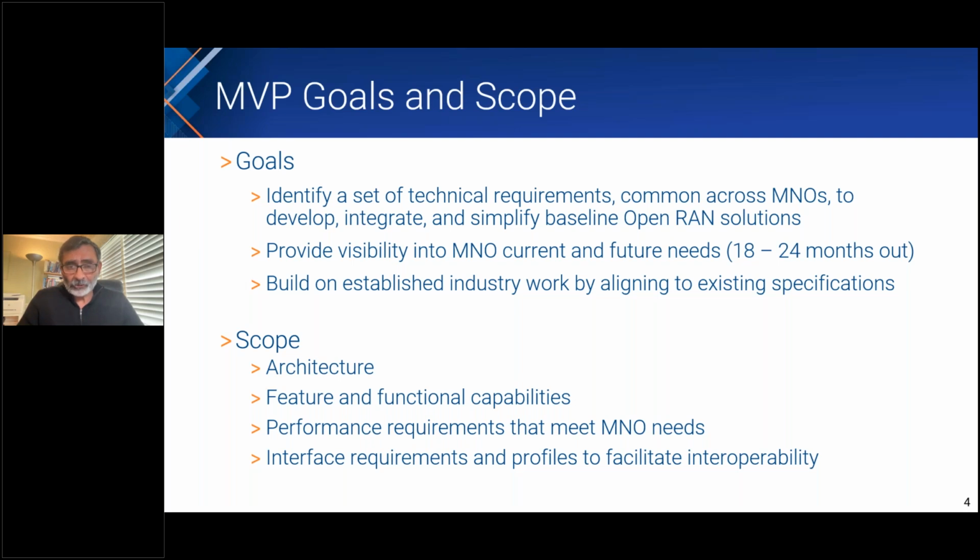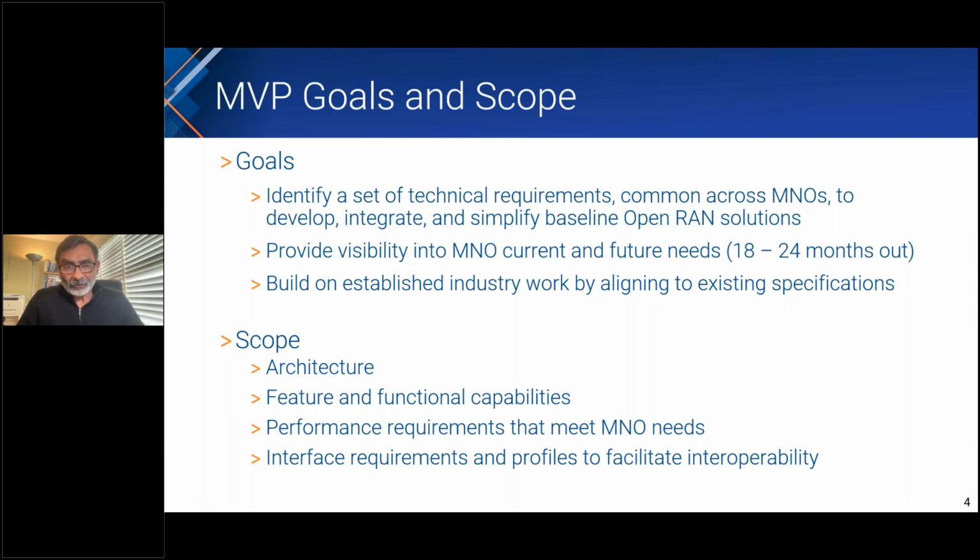In terms of the goals, the main goal was to identify a set of technical requirements common across all MNOs to develop, integrate, and simplify baseline Open RAN solutions, to provide visibility into the MNO current needs as well as near future needs. And what I mean by near future is 18 to 24 months out. So it was not about just what they have currently deployed as part of their radio deployment, but also what they are considering for deployment 18 to 24 months out.